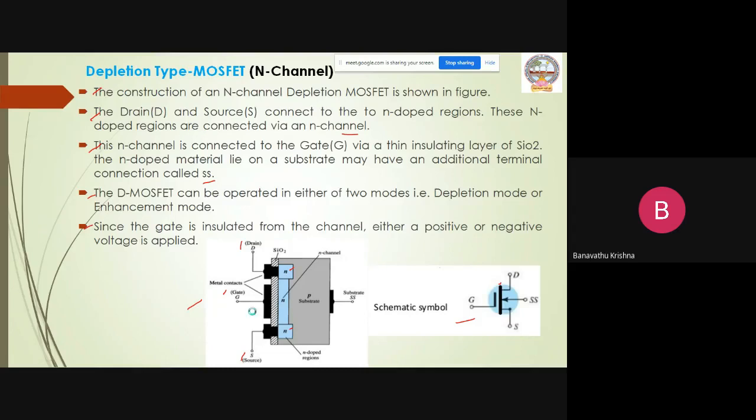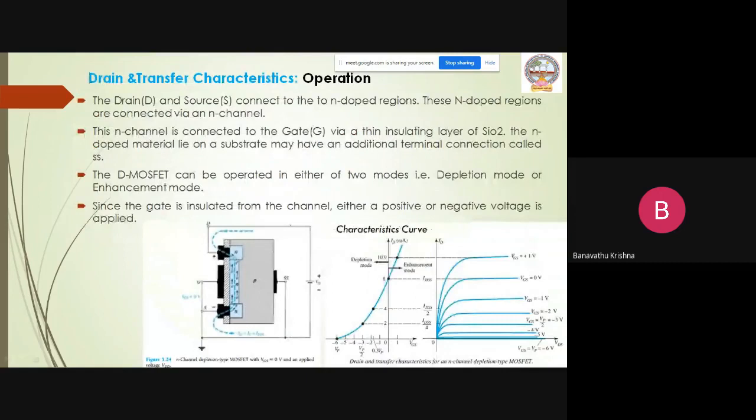So let us see the characteristics of this N-channel depletion mode MOSFET as well as its operation. The first point here: the drain and source are connected to the N-doped regions. These N-doped regions are connected via the N channel. As I told you, the channel is established between source and drain, so the channel is connected to the drain as well as the source.